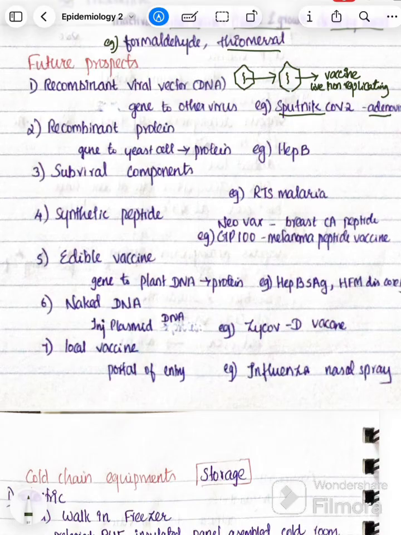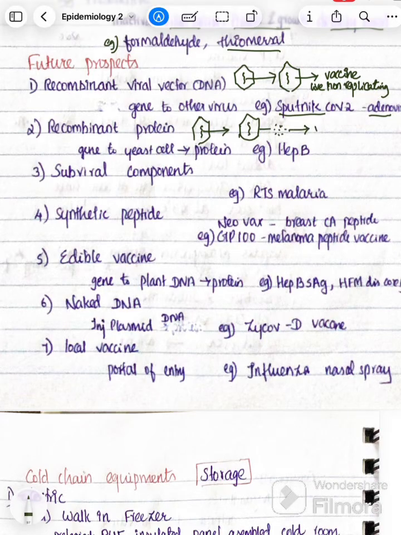And we have recombinant protein vaccine. So as we discussed earlier, they'll inoculate the gene from one organism into another organism. That organism is going to produce the protein.